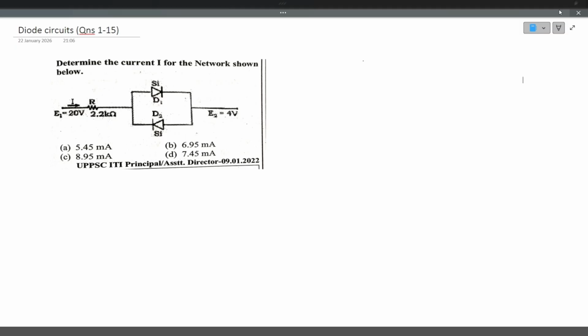Electronics Pariksha channel. Today we'll discuss the problems of diode circuits from analog electronics. Let's see the question. Determine the current I for the network shown below.